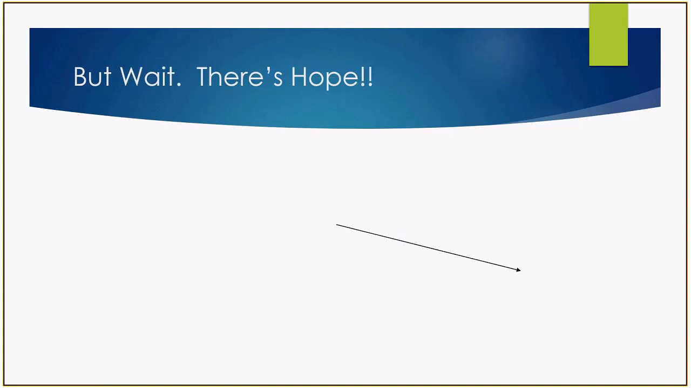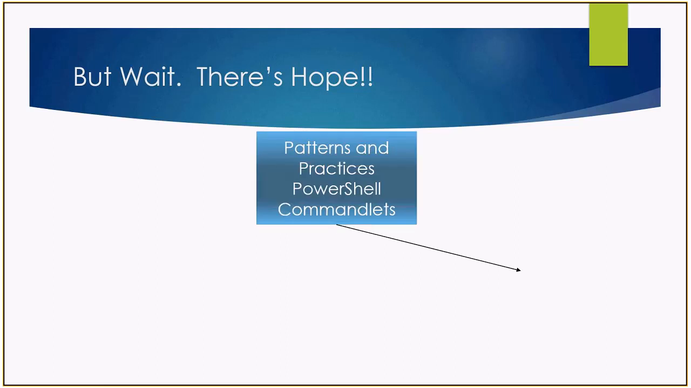But there is hope. There's an arrow. Yay, there's an arrow. You know, I've given this presentation I don't know how many times, and every time I keep forgetting to fix this arrow. So here's the hope I was talking about. Patterns and practices, also known as PNP.